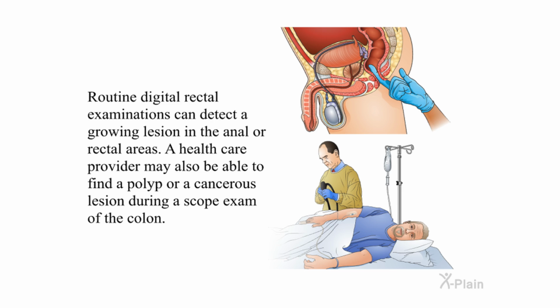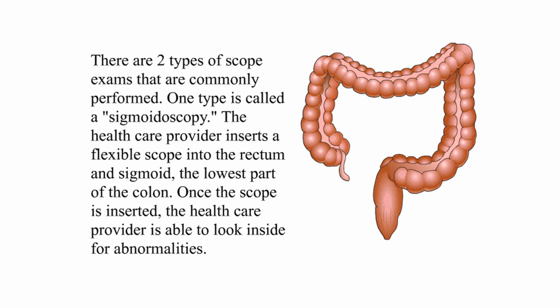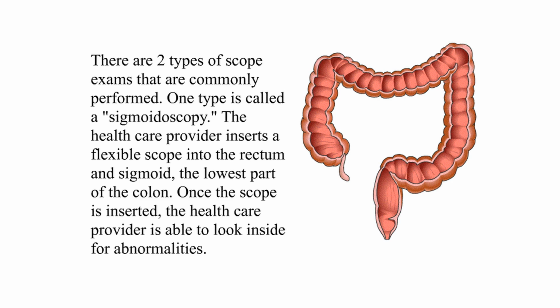Routine digital rectal examinations can detect a growing lesion in the anal or rectal areas. A healthcare provider may also be able to find a polyp or a cancerous lesion during a scope exam of the colon. There are two types of scope exams that are commonly performed. One type is called a sigmoidoscopy.